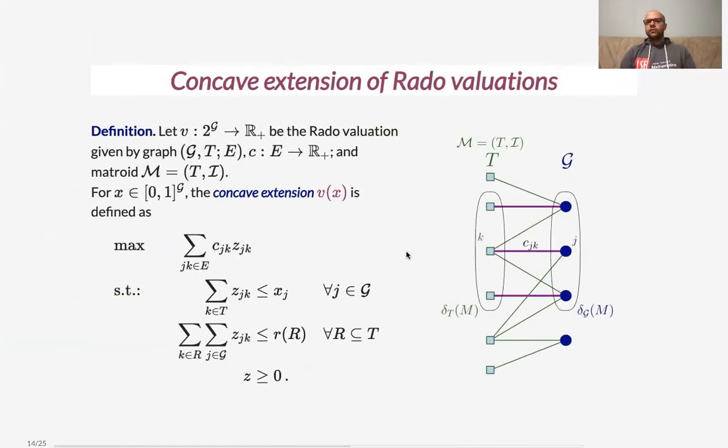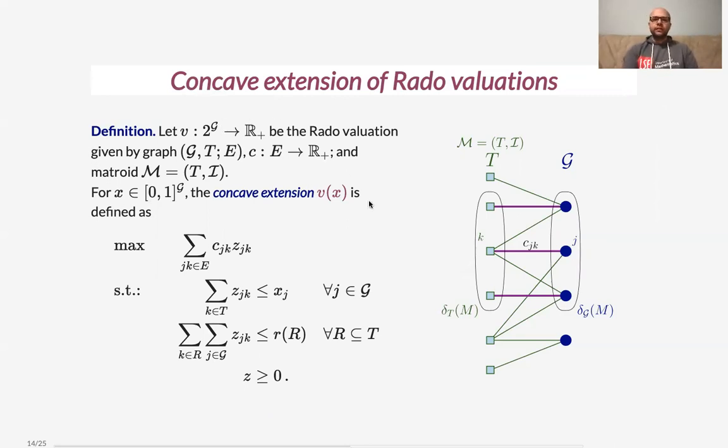This is because for Rado evaluations, we have a very nice description of a concave extension of a function. Recall that an evaluation function maps any subset of goods to a real number, so this is really a function over the unit cube. But in order to work with any kind of concave relaxations, we will need somehow to extend this evaluation function to the whole unit cube, not just the integer points. And for Rado evaluations, there turns out to be a very nice way to do this.